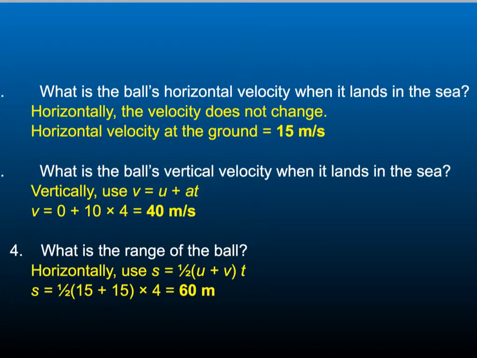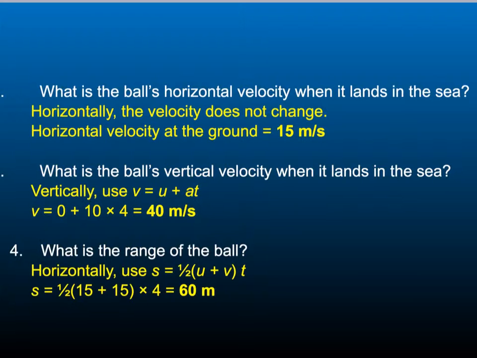If we're looking, however, at the ball's vertical velocity, we know that this does change because gravity is acting on the ball. We know that our U is 0, we know that acceleration is 10, and we know that the time taken is 4. So we could use V equals U plus AT. We put our numbers in there. The ball's vertical velocity is 40 meters per second.